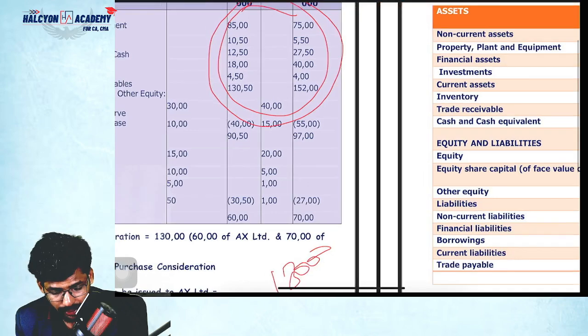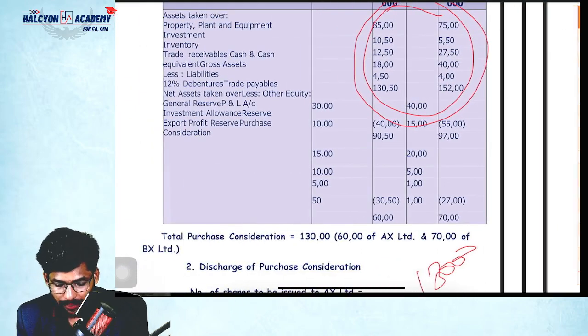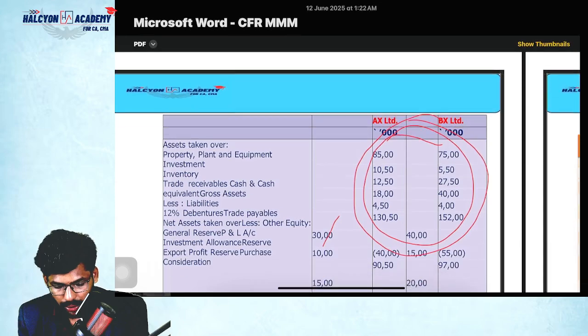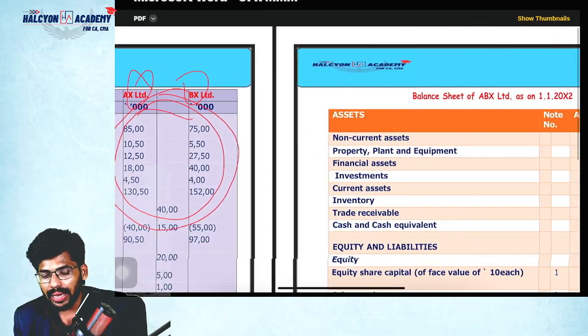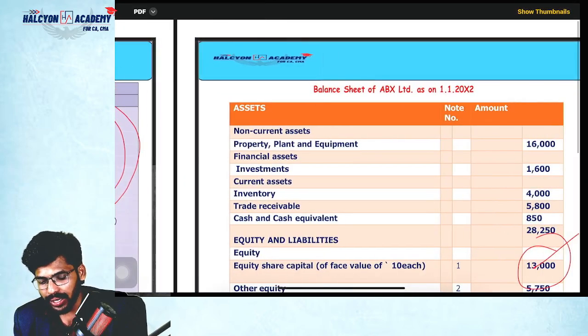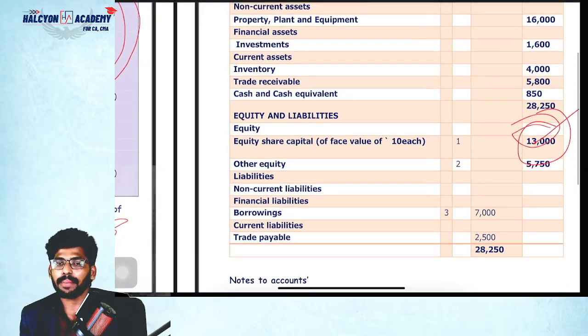Don't take these two values, guys, because both are acquirees only. These both, AX Limited and BX Limited, are acquirees only. So ABX is the only acquirer. So that's why the issued share capital you need to consider is 13,000, plus other equity. What is the other equity in the given case?